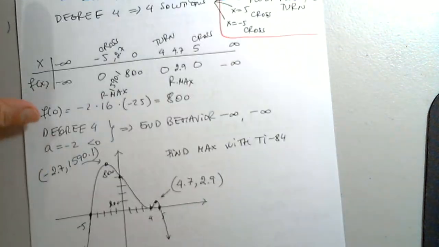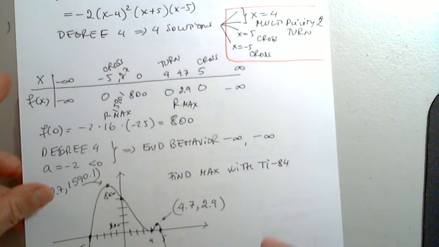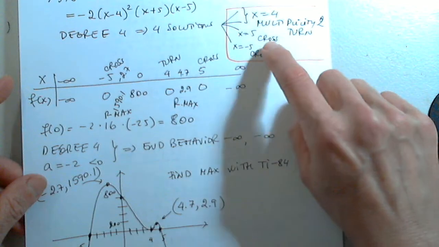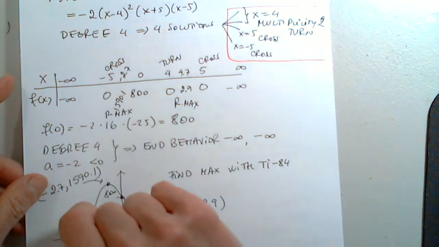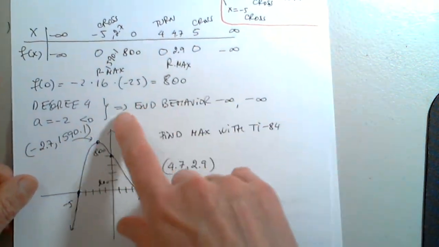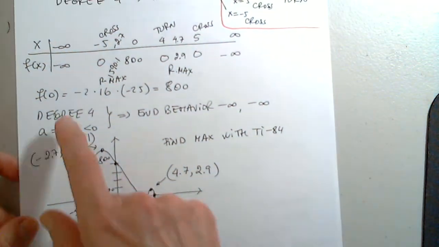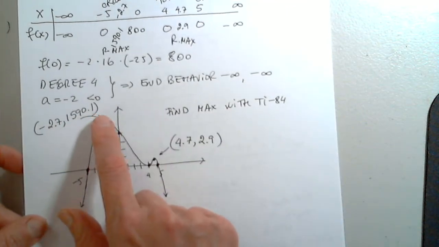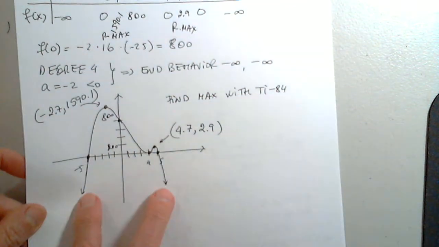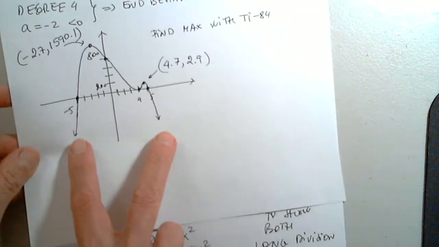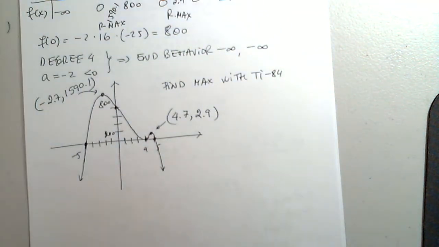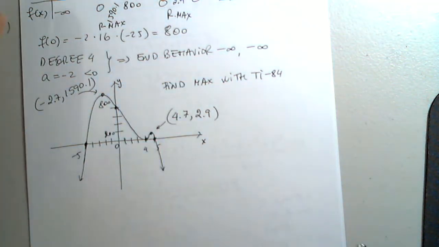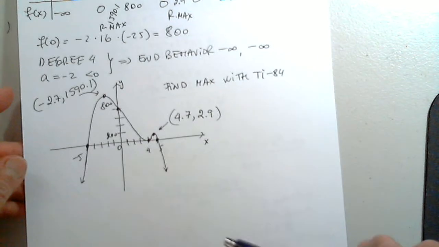Next problem, the same thing, everything the same. I got multiplicity 2 for x equals 4, that's why it's a turn. And 5 and -5 are crosses. We determine the y-intercept, which is a huge number, and degree 4, the end behavior, because the leading coefficient is negative, that's the end behavior, and we determine the max and the min with the graphing calculator.